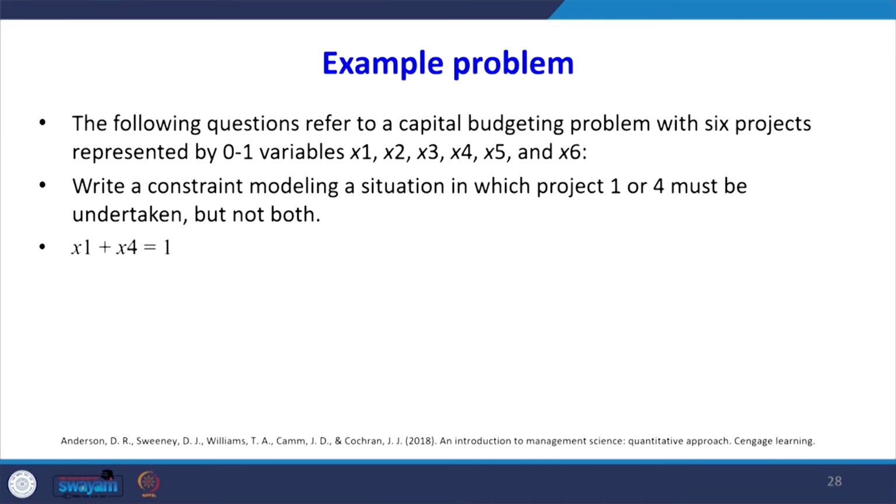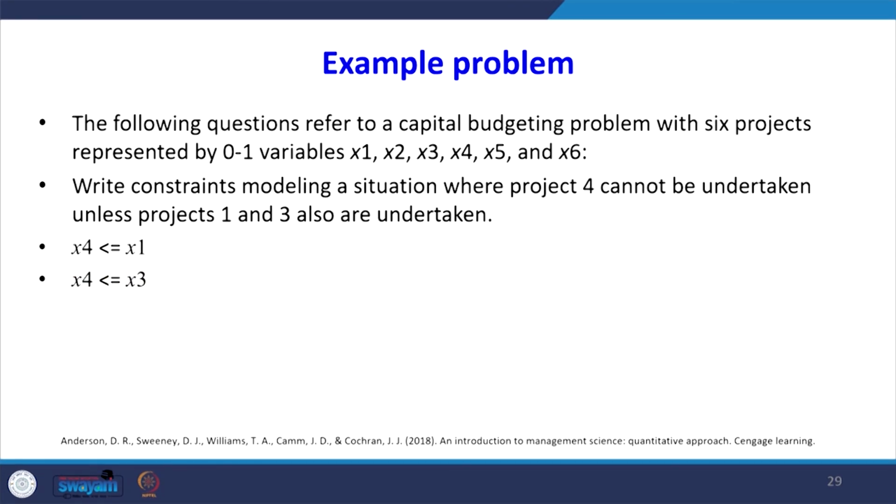The next question is, write a constraint modeling a situation in which project 1 or 4 must be undertaken, but not both. So, when you write X1 plus X4 is equal to 1, either we can go for 1 plus 0 equal to 1, otherwise 0 plus 1 equal to 1, but 1 plus 1 is not possible, because that will violate our constraint.